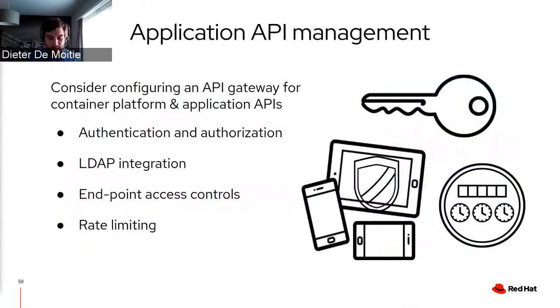And then the last thing is API management. If you want to expose the services that you create to your customers, and you need some extra features like authentication, authorization, LDAP integration, access controls, rate limiting, and so on, you can take a look at Red Hat's 3scale API management that can do these things for you.